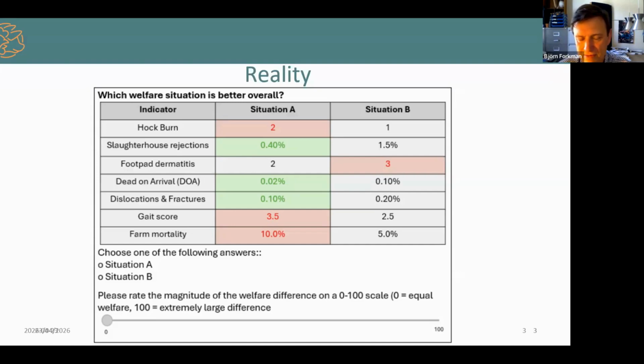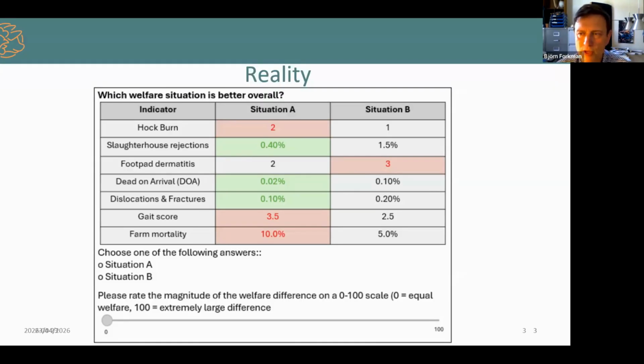Now, I know that this is broiler data, not pig data, but exactly the same holds true for pigs. And if you take a moment to look at it, you can see that it's quite difficult, isn't it? I mean, you have pork burns being more severe in situation A than situation B. You have slaughterhouse rejections being less in A than B. Foodborne dermatitis is worse in B than A. Dead on arrival, dislocations, fractures, etc.